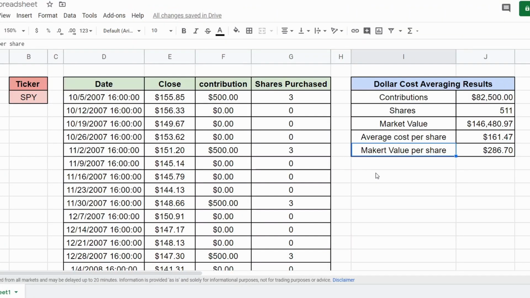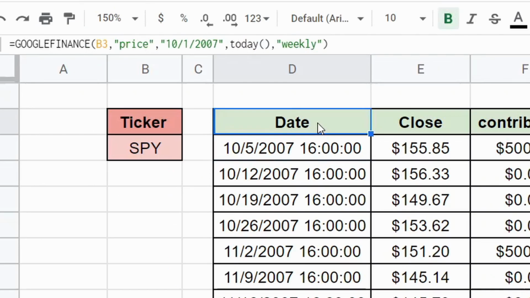But if you want to know how I do it on Excel or on Google Sheets, there are some formulas that I plugged in that helped me pull the stock. As you can see right here, it's Google Finance, the cell plus the price plus the start date, and I wanted to do a weekly interval.